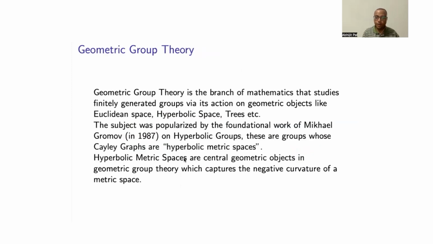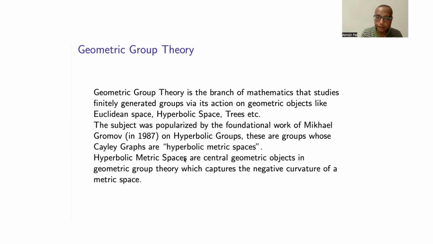Okay, so now let us move to the geometric group theory part. Geometric group theory is the branch of mathematics that studies finitely generated groups with their actions on geometric objects like Euclidean space, hyperbolic space, trees. For example, Z2 has a natural action on R2, with the Euclidean metric. Z2 acts on R2 by translation.